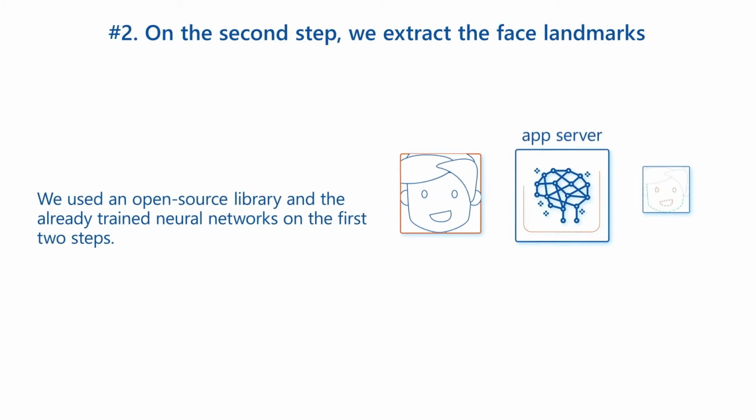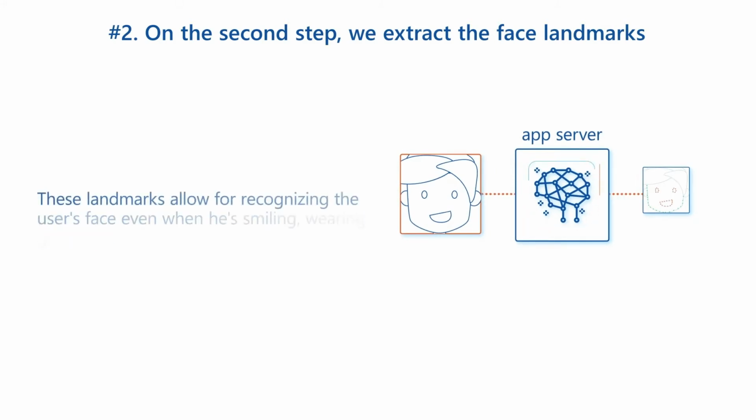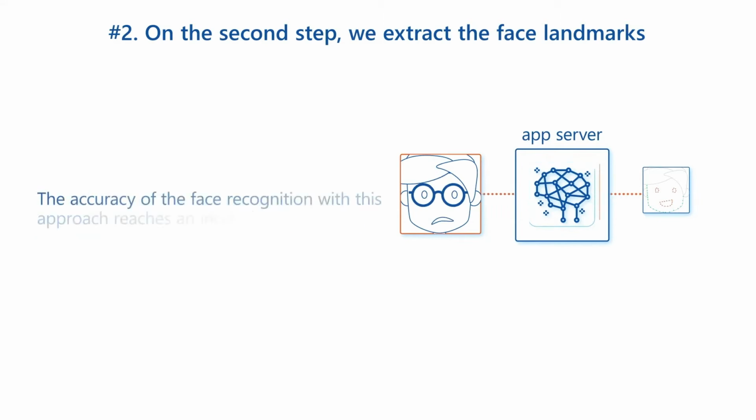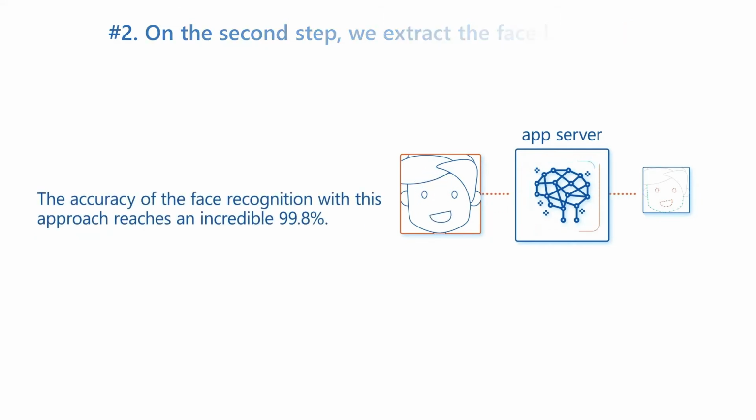We used an open source library and the already trained neural networks on the first two steps. These landmarks allow for recognizing the user's face even when he's smiling, wearing glasses, or crying. The accuracy of the face recognition with this approach reaches an incredible 99.8%.